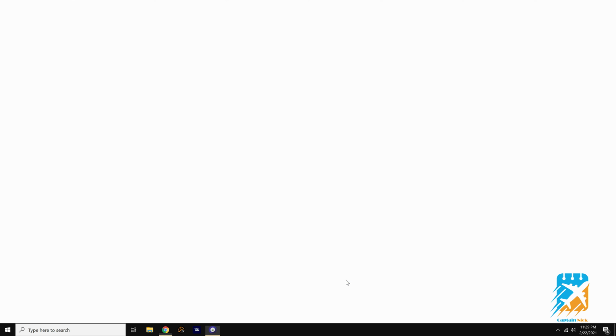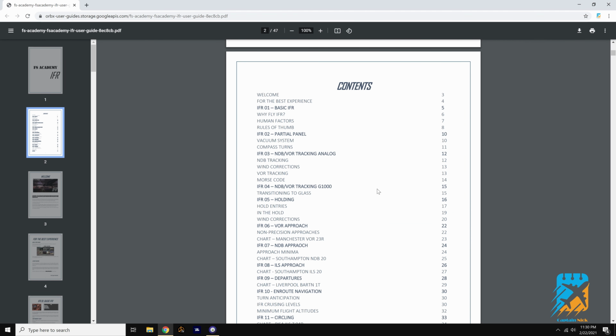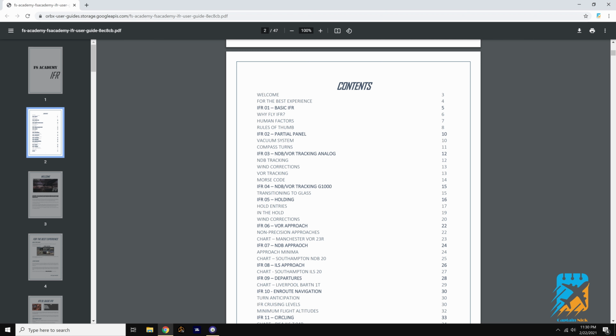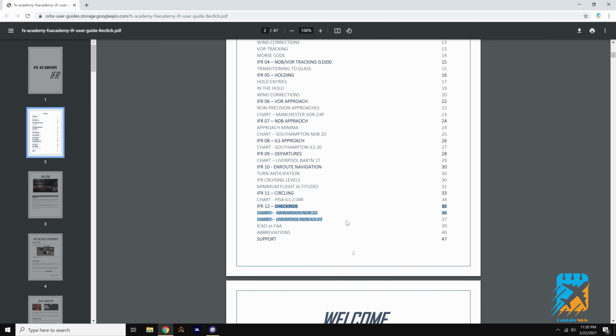If we go ahead and click open on the file, it's going to bring up a little manual, 47 pages, with a table of contents. The package consists of 12 different lessons, starting with basic IFR and moving all the way up to a full check ride. And as you see, there's NDB, ILS, and all sorts of good stuff in there.